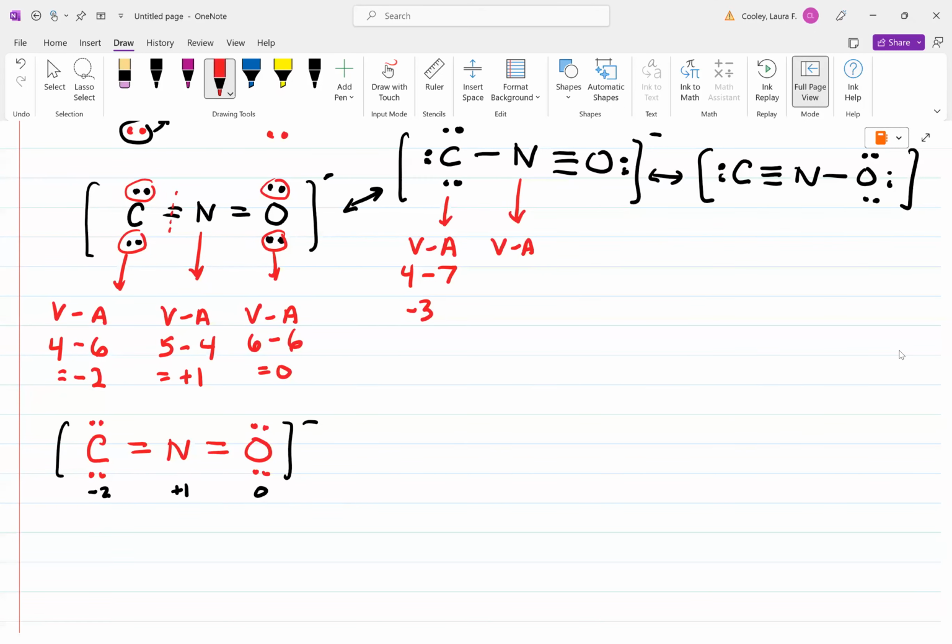Same thing, 4, 5 minus 4. 5 minus 4 is +1. And this one? Valence is 6 minus 5. This is +1. And notice -3 + 1 + 1 is -1. So that's a sort of a check. And so far it's okay.